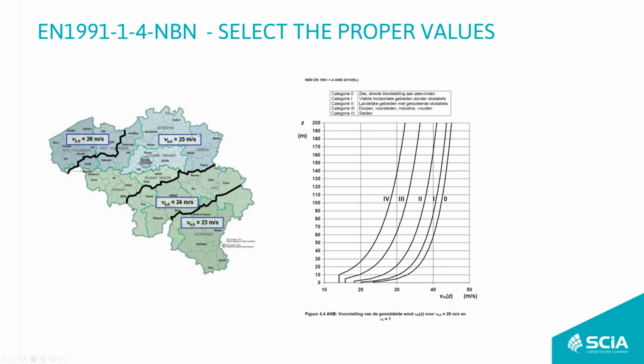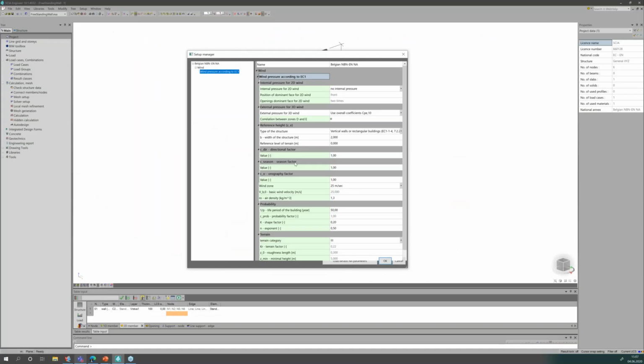So I need to know this value to be able to fill it in the dialog here, which I already did. I have the selection from these values which are related to the annex. If you are using a different annex, for example for the Czech Republic, then the values will be different based on the annex. There are also others, such as Germany. So you need to select the basic wind velocity.